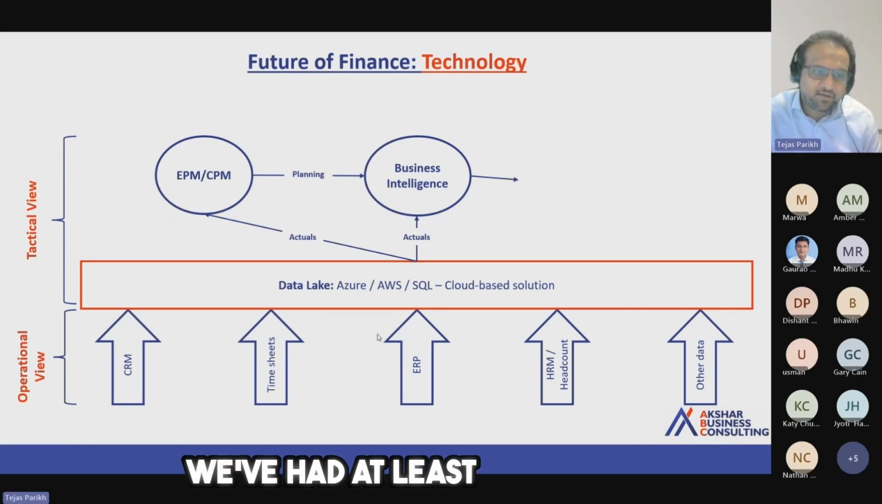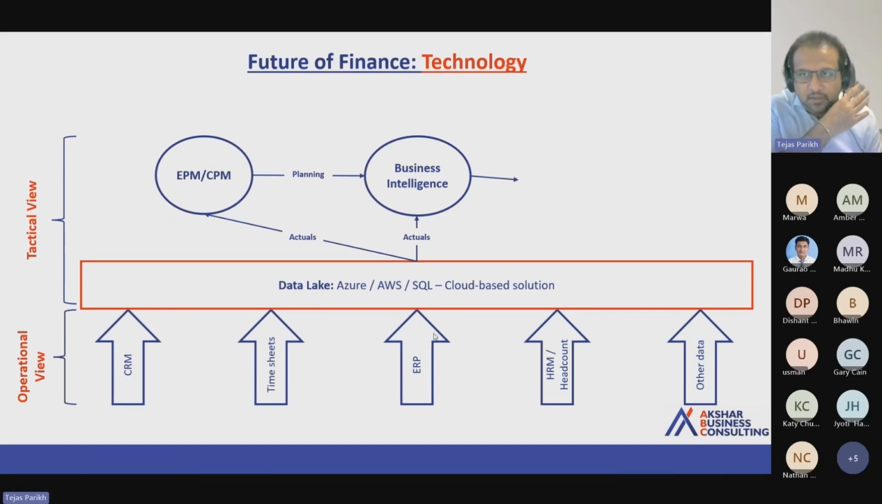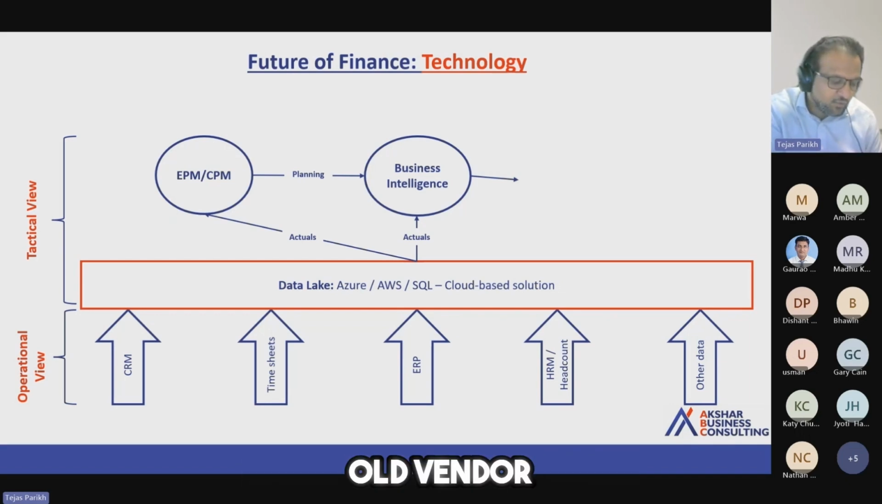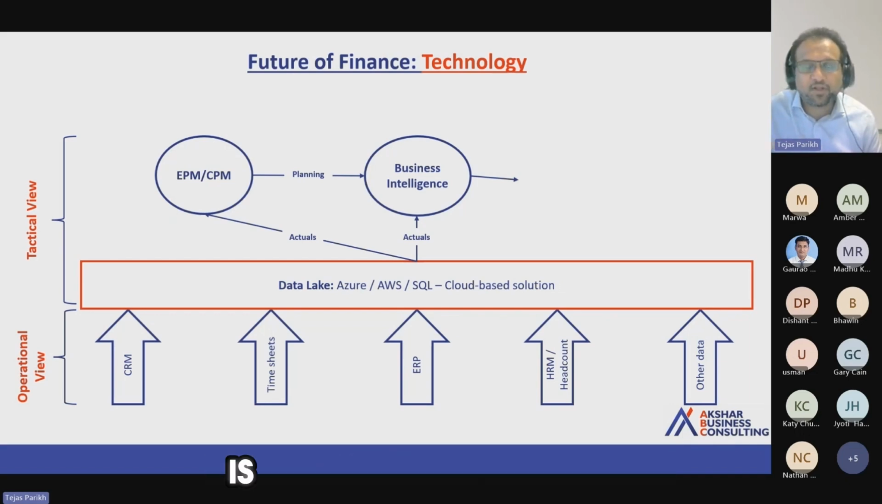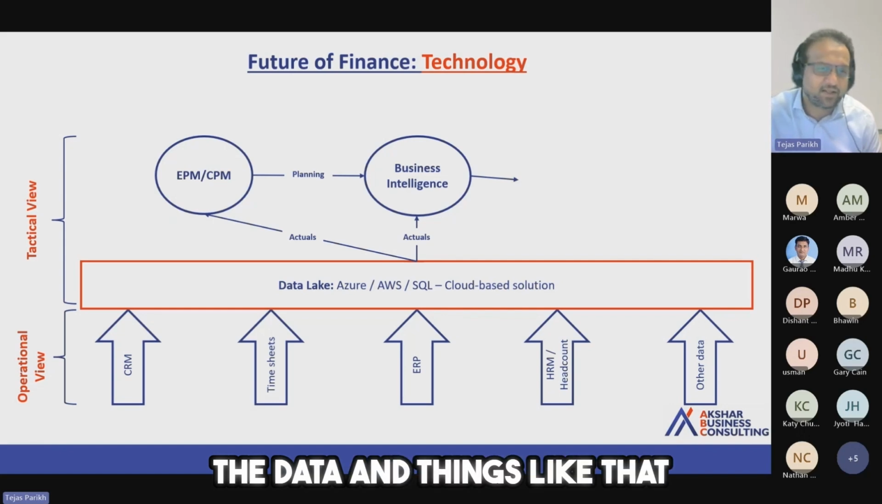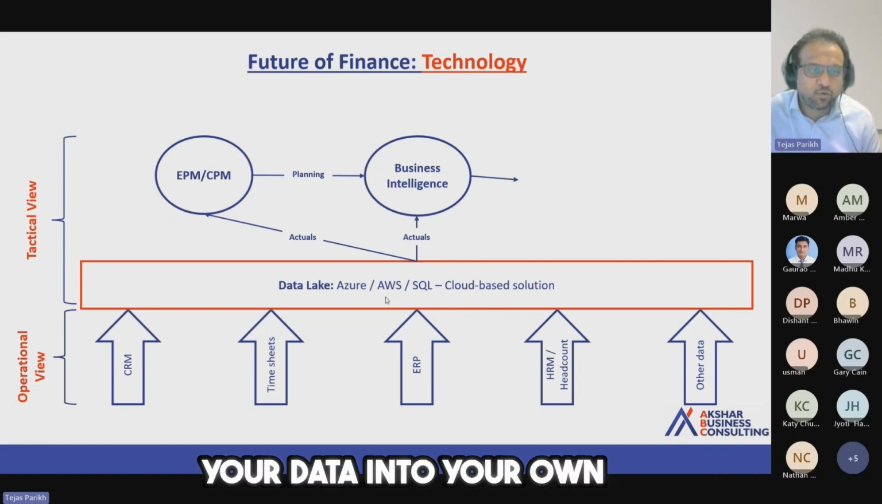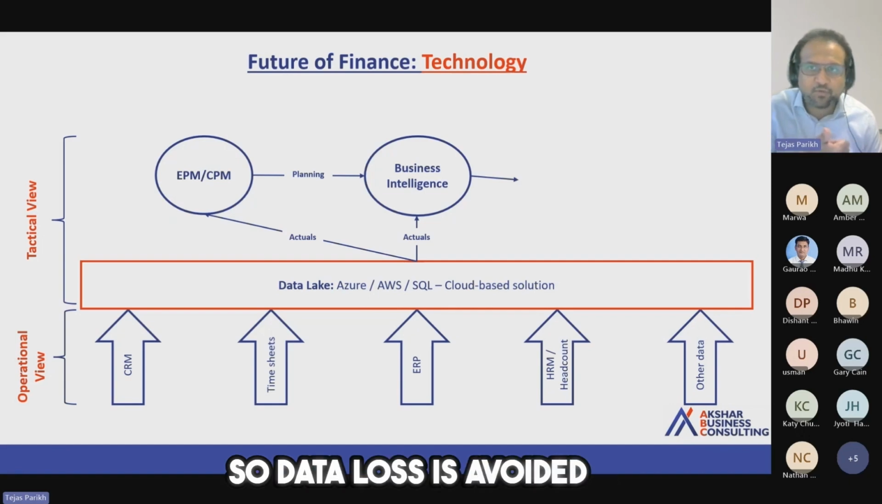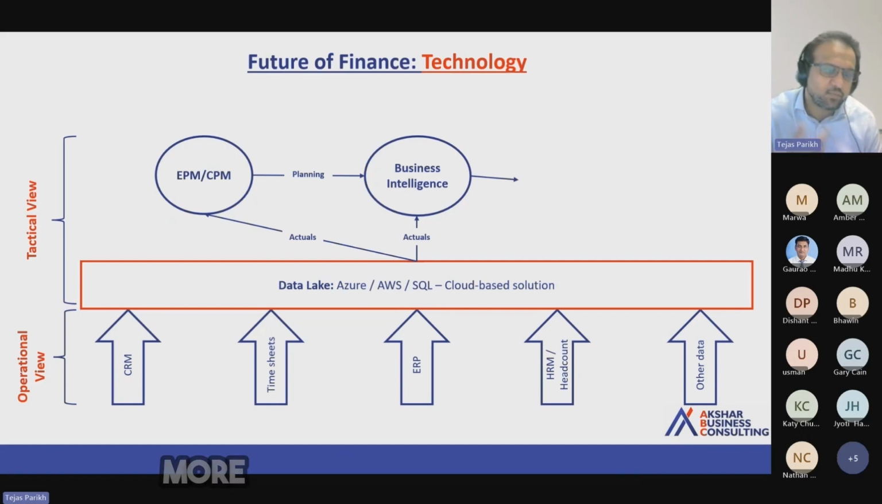Because we've had at least three clients who changed ERPs and therefore lost their historical data because the access to it was lost. The old vendor is not very happy to share the data and things like that. Whereas if you have taken your data into your own data lake, then you are secure from that perspective. So data loss is avoided, and obviously it's more elegant to do data analytics on.